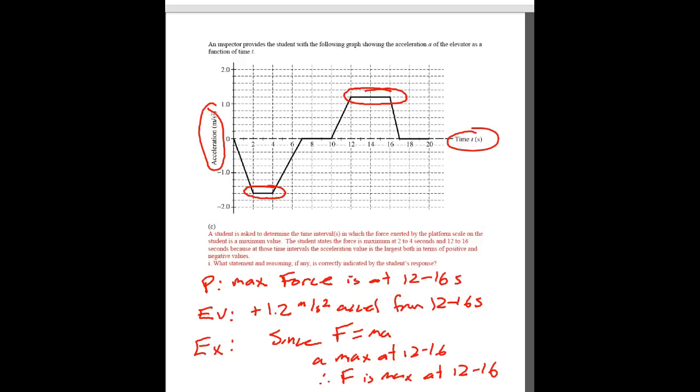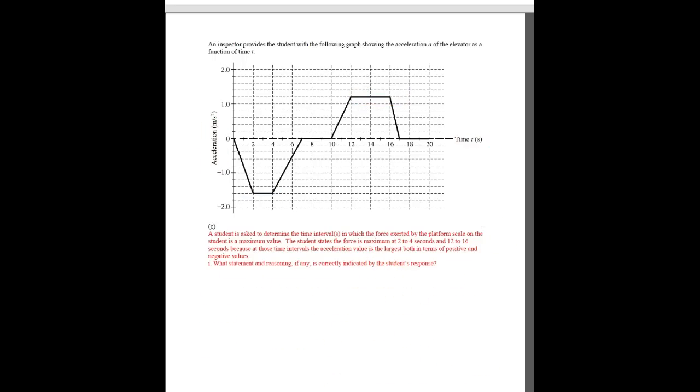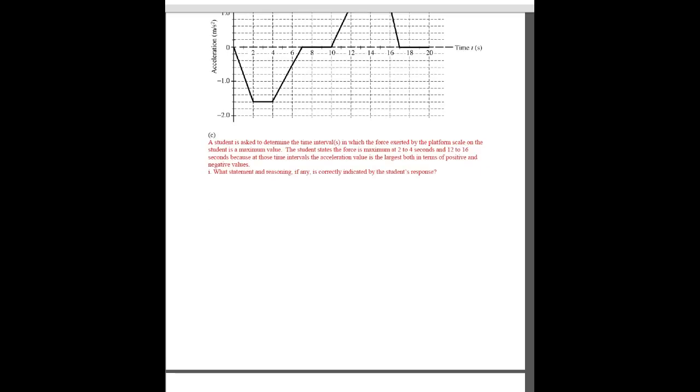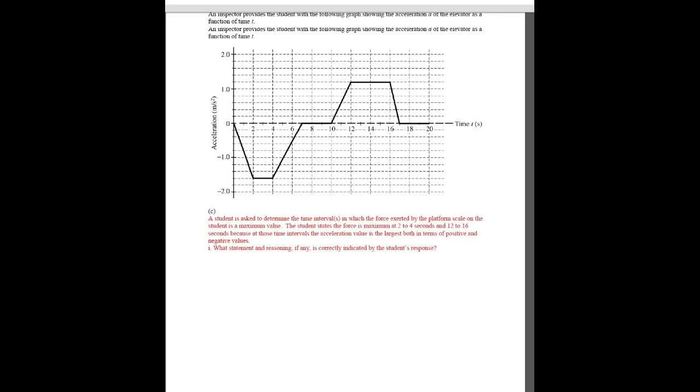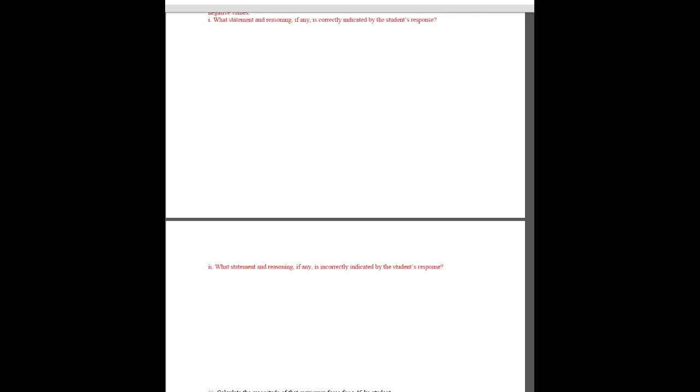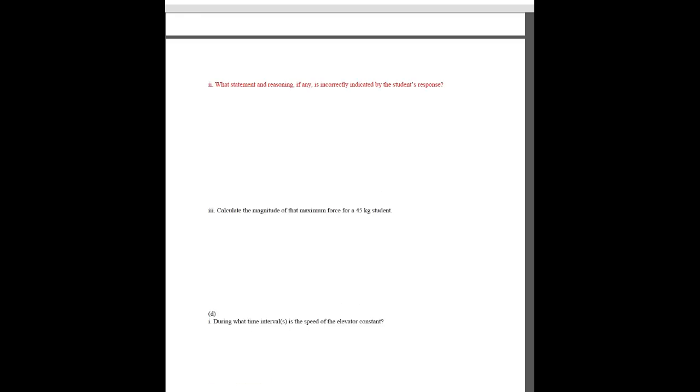The next thing they want us to do is say what is wrong with the student statement. And so the only thing that we see really that's wrong with this is they said that the force is a maximum also from 2 to 4, and notice it is not. It's a very negative number. So they are assuming that we're going to say positive is maximum and negative is going to be minimum.